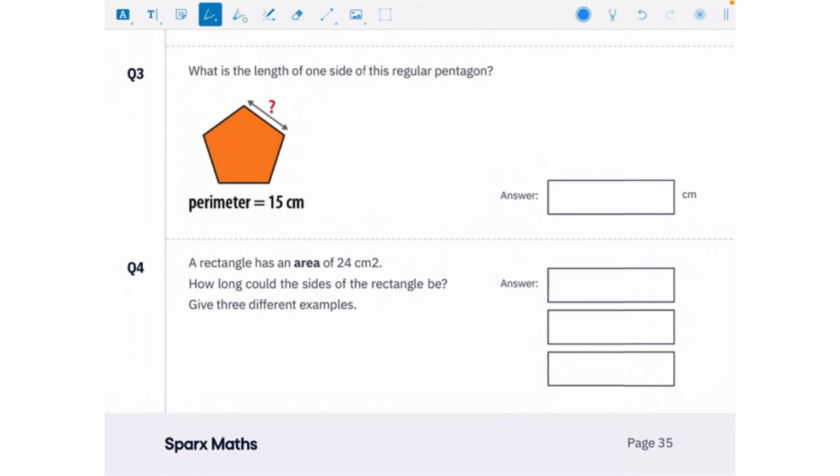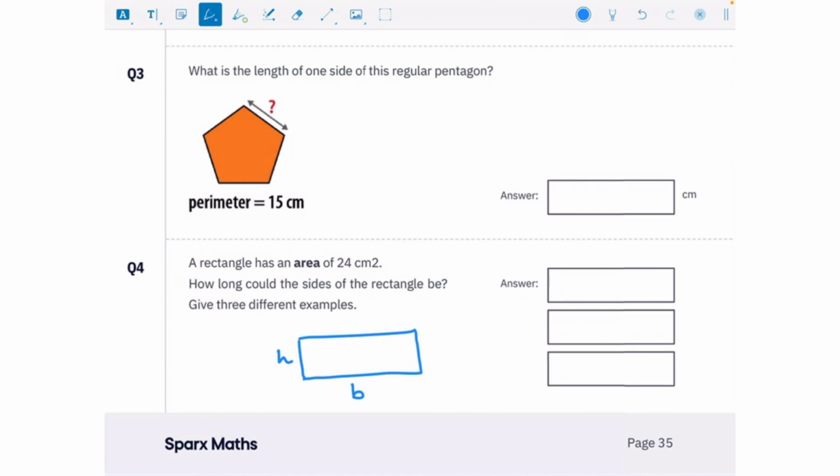A rectangle has an area of 24 centimetres squared. How long could the sides of the rectangle be? So if we have a rectangle that is 24, we need a base times a height, or a length times a width, that's going to multiply together to make 24, because we know that to find the area of a rectangle, it's base times height, or length times width. So we just need 3 different pairs of numbers that multiply to make 24.